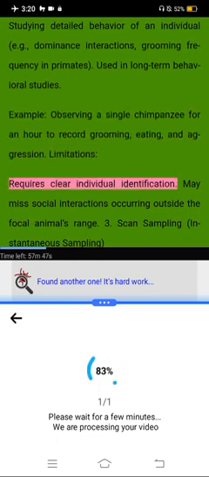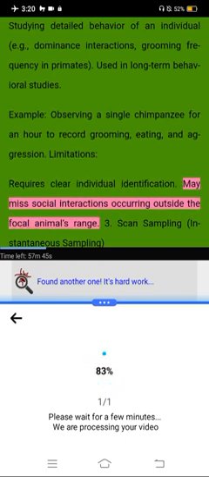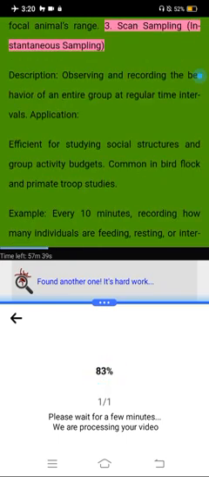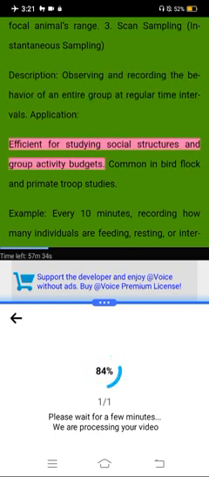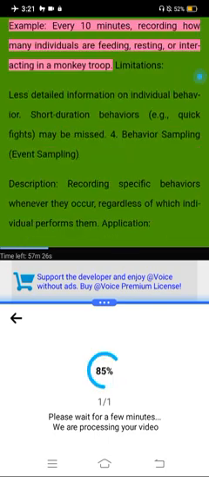Limitations: requires clear individual identification. May miss social interactions occurring outside the focal animal's range. 3. Scan sampling, instantaneous sampling. Description: observing and recording the behavior of an entire group at regular time intervals. Application: efficient for studying social structures and group activity budgets. Common in bird flock and primate troop studies.